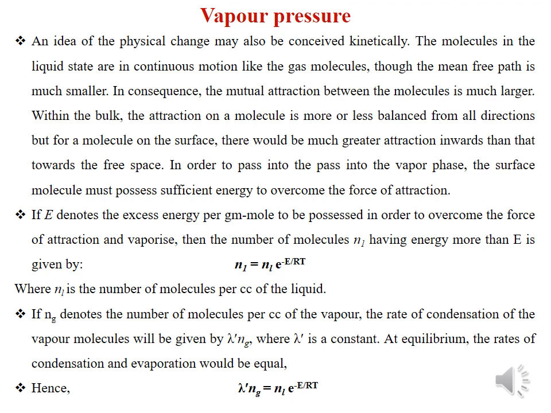If E denotes the excess energy per gram mole to be possessed in order to overcome this force of attraction and vaporize, then the number of molecules per cc of the liquid having energy more than E is given by N = NL e^(-E/RT), where NL is the number of molecules per cc of the liquid. Again, if NG denotes the number of molecules per cc of the vapor, the rate of condensation of the vapor molecules will be given by λ' NG, where λ' is a constant. At equilibrium, the rates of condensation and evaporation would be equal. Then we can write λ' NG is equal to NL e^(-E/RT).